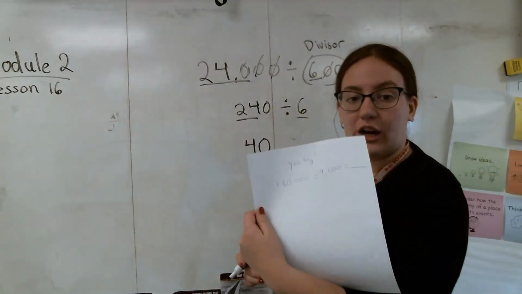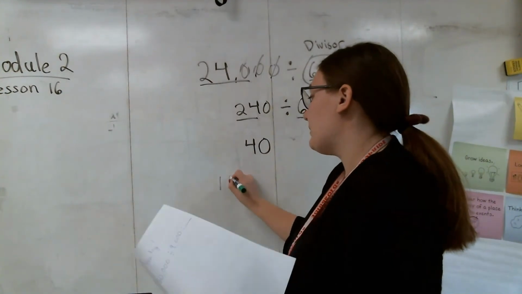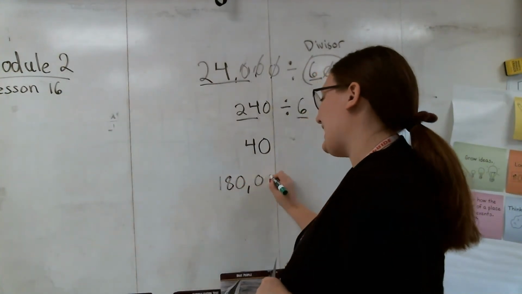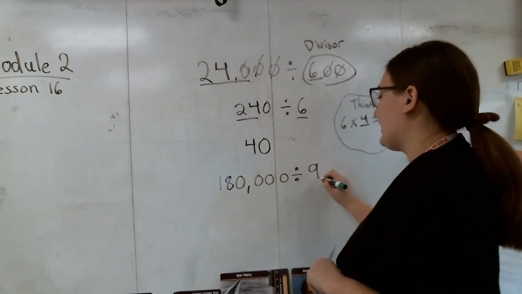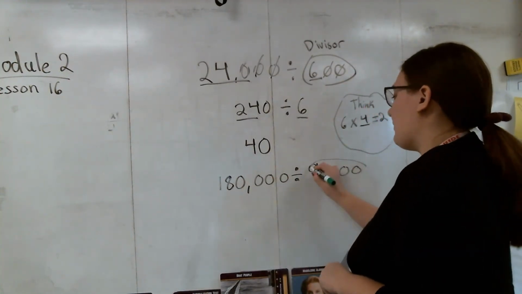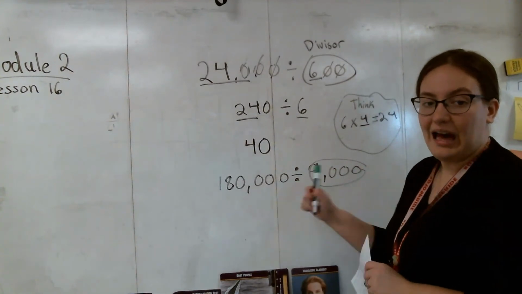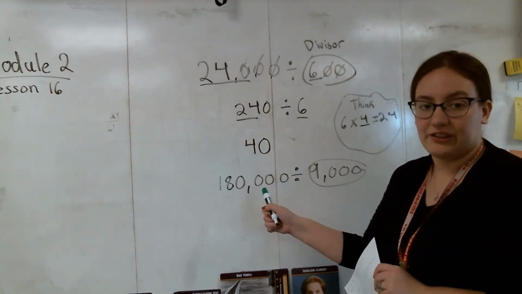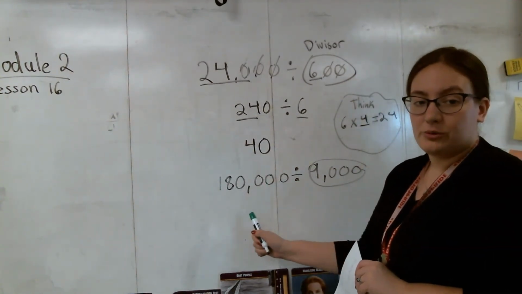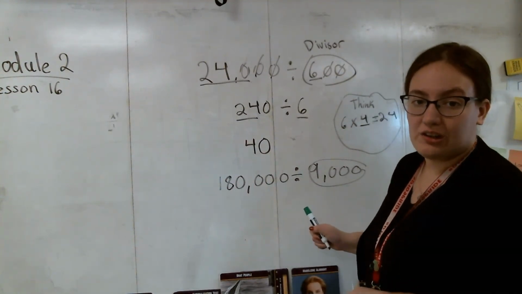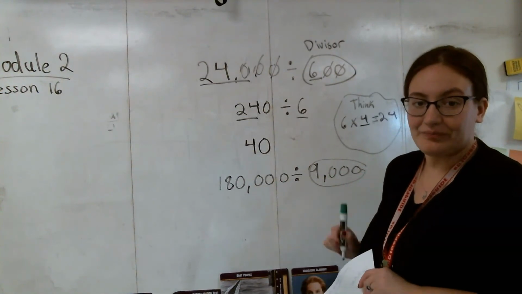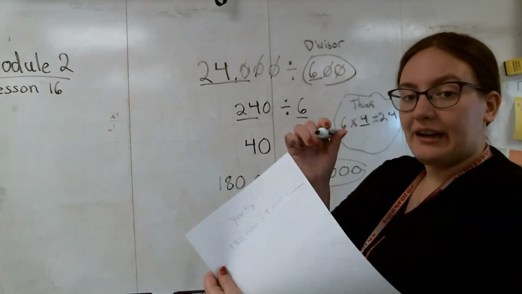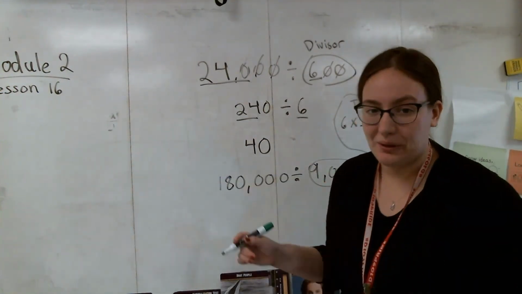So what I want you to do is try this problem on the back. You're going to be dividing 180,000 and you're dividing that by 9,000. So think about how many zeros are in your divisor. How many can you cross off over here? What would your new problem look like when those zeros are not there? And then divide by 9. So show me your work whenever you are done, and then you'll move on to the problem set.